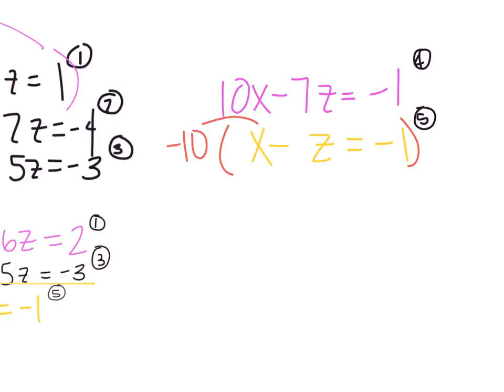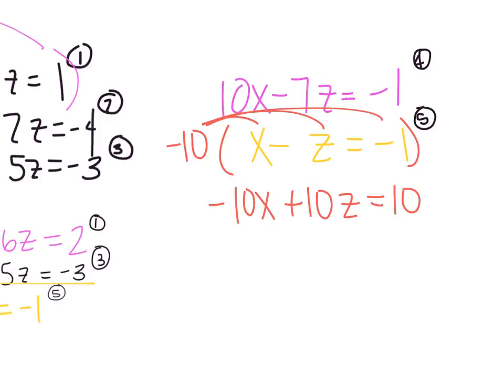So negative 10 times x would be negative 10x. Negative 10 times negative z is positive 10z. And negative 10 times negative 1 is positive 10. Which equation is this, by the way? 5. It is actually still 5. It's just a manipulated form of 5. But it's still the same thing we had. It's like the same equation. We just multiplied it all by negative 10. Okay, and then I'm combining that with equation 4, which was my 10x minus 7z equals negative 1.